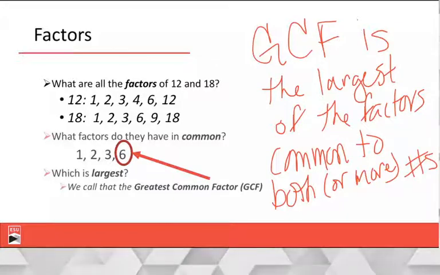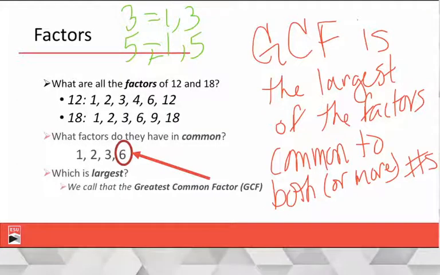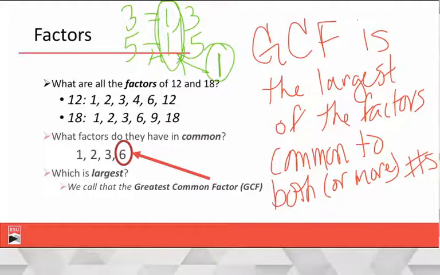Sometimes, like in the case of, say, 3 and 5, let me write this. If I have 3, which only has the factors 1 and 3, and 5, which only has the factors 1 and 5, the greatest common factor there is 1. So the GCF, the largest common factor, might be 1, and that's okay. Numbers like that, which don't have any factors in common, we call coprime. You don't need to know that for this class, but it's not a bad thing to have heard that word. So 3 and 5's greatest common factor is 1.